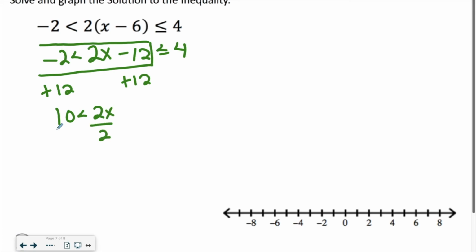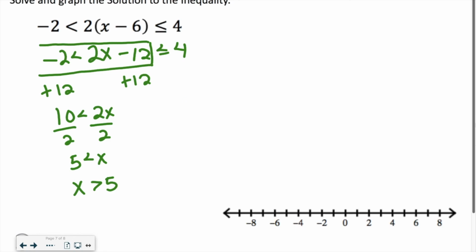Divide by 2, you get 5 is less than x, or, hold on, x is greater than 5. This is like saying, if I'm number 5 and you're x, I am less than you. If you flip it around and say over here, then you have to say you are greater than me. So if you flip the order, you have to also flip the inequality.